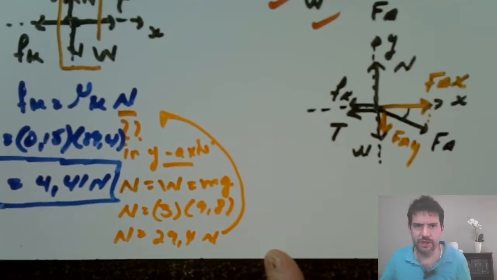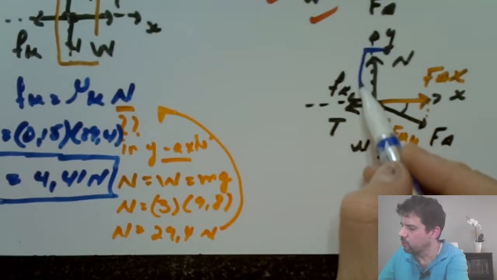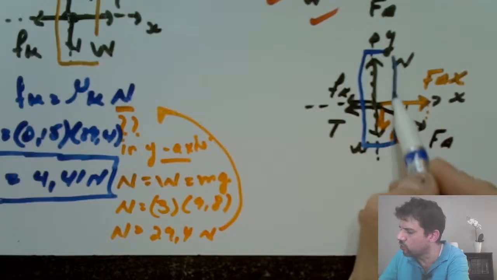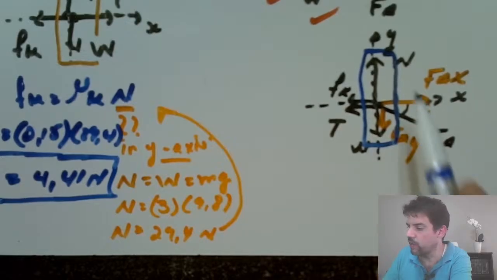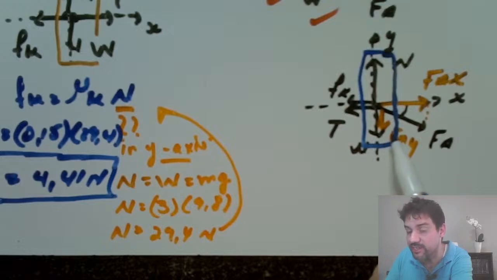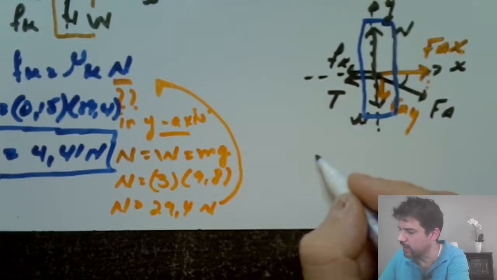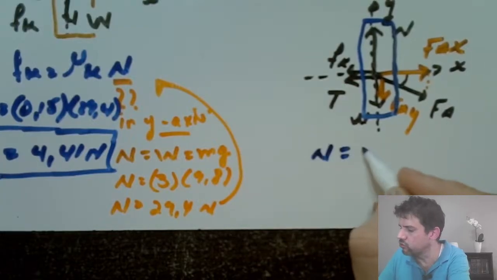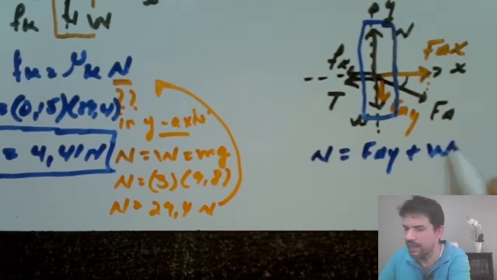Now, to calculate friction, remember we need the normal. Where is the normal? The normal is on the y-axis. We're working on the y-axis to calculate normal. Look here. Up is equal to down. What we have on top, we have the normal force. What we have at the bottom, we have two forces here. We have the applied force in Y, we have W. So in this case, the normal is equal to applied force in Y plus weight.